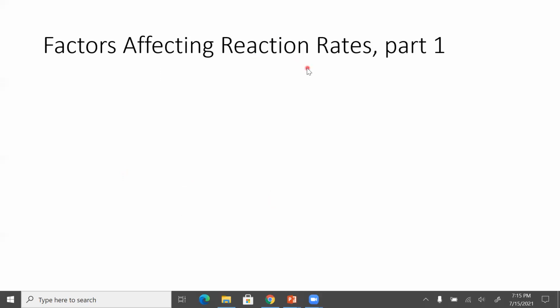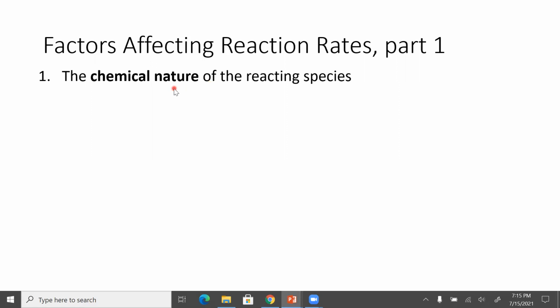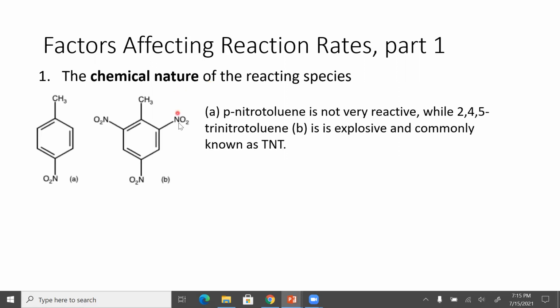So we've talked about what reaction rates are. We know that they are relative to the stoichiometry in the balanced equation. Now we're going to talk a little bit about some factors that affect reaction rate. So one of the factors will be what the reactants actually are. Some reactants are very reactive, some are not, just by the nature of the reactants themselves.